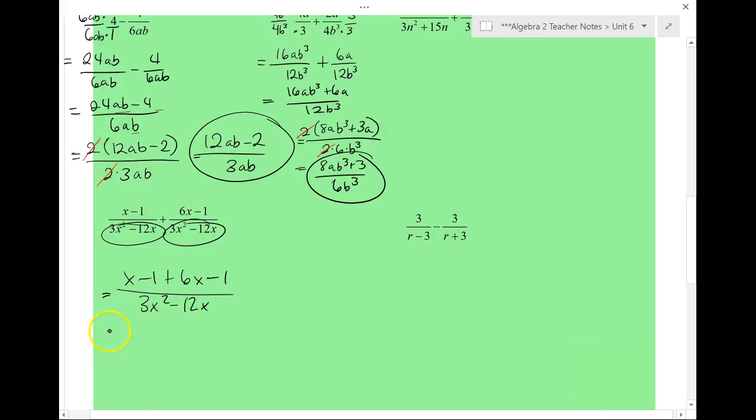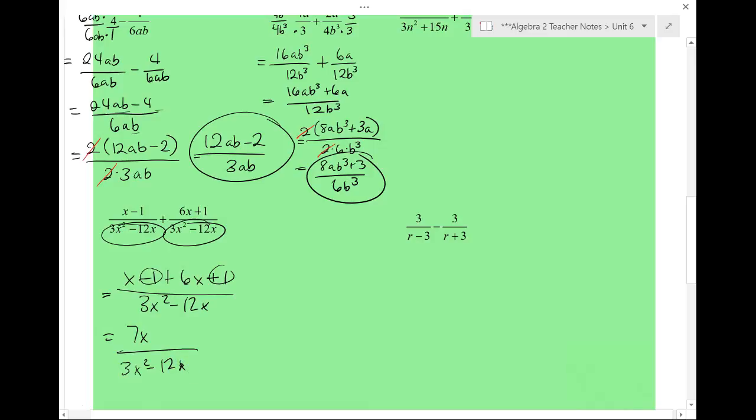And now what I want to do is on the top combine the like terms. x plus 6x is 7x. And the 1's, oh, I apologize, this is actually 6 plus 1 here and here. So those 1's will actually cancel each other out. So now I'll just have 3x squared minus 12x on the bottom.